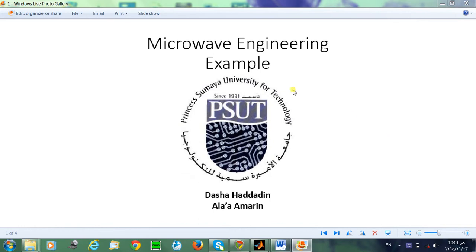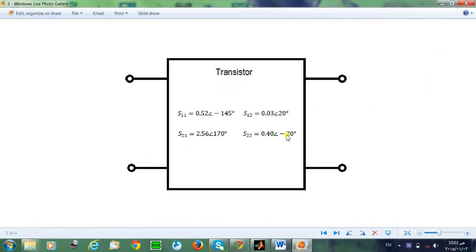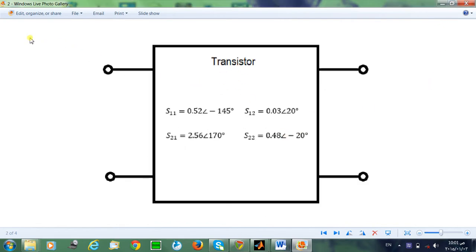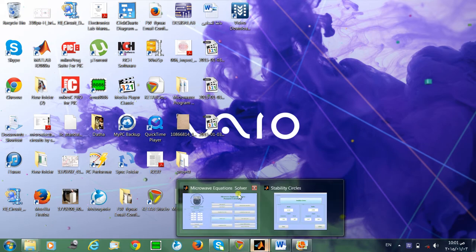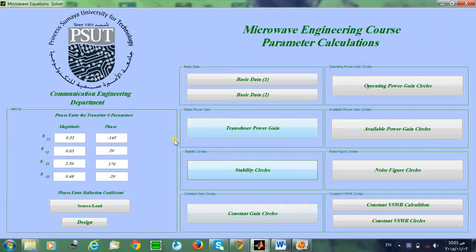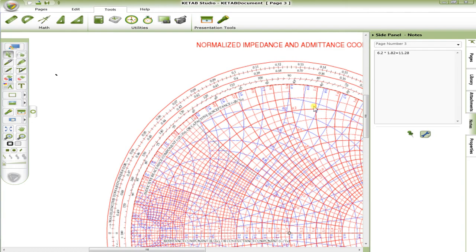Today we're going to solve an example in the microwave engineering course. The example is a transistor for which we're going to design an input matching circuit and an output matching circuit. We have the S parameters for our transistor, and we're going to solve it using our MATLAB calculator and the Smith chart.